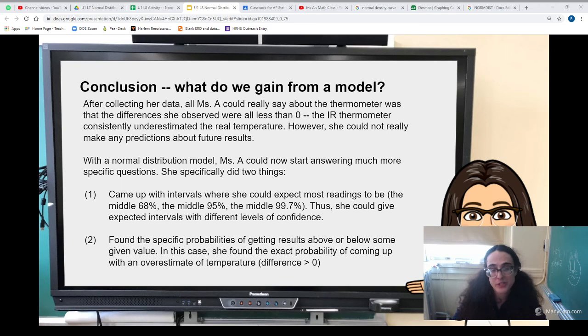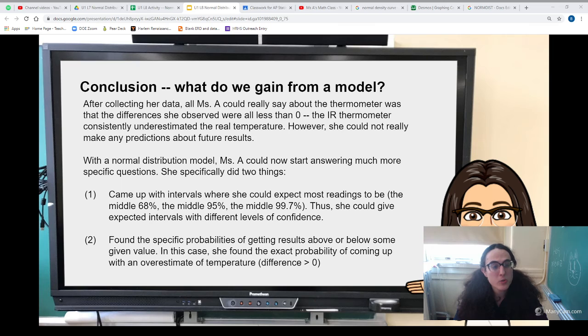With the original data, I could only tell a few things. I could tell that all of my observations had a difference less than 0, which means it's consistently underestimating the real temperature. I could tell the average: on average, it's underestimating by about 2.56 degrees. I could even get the standard deviation to get a sense of the variability. But that's really about all I can say. All I can really talk about is that sample, the 20 readings that I did. I can only speak for them.